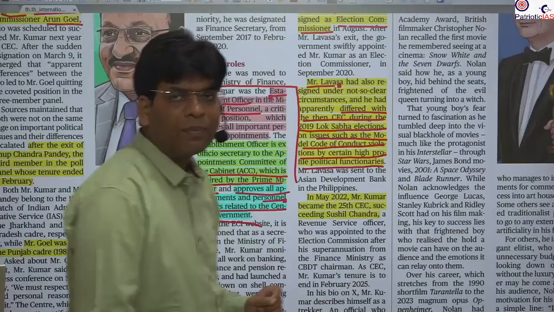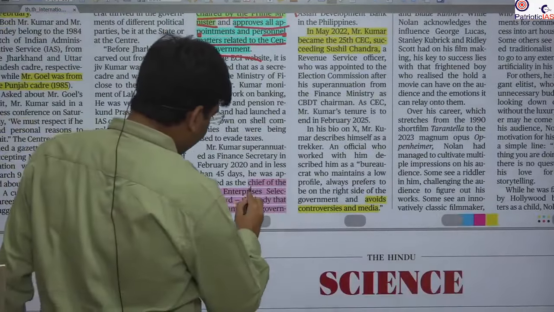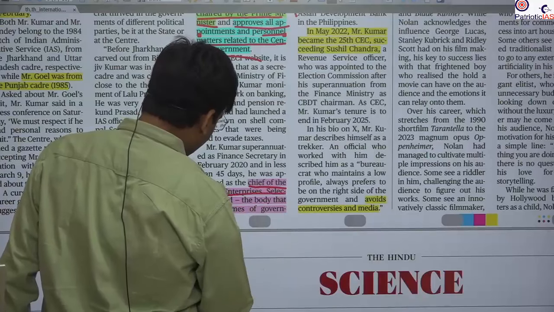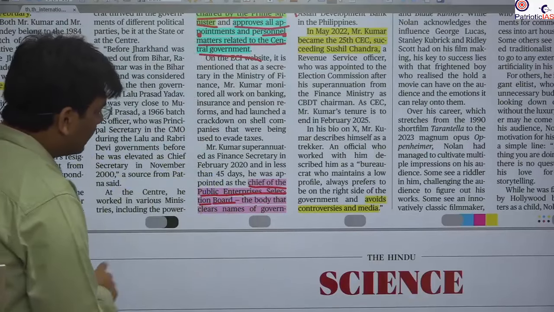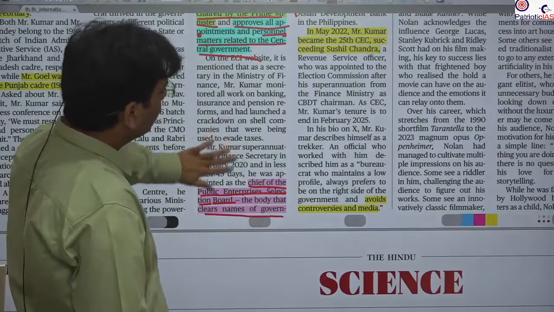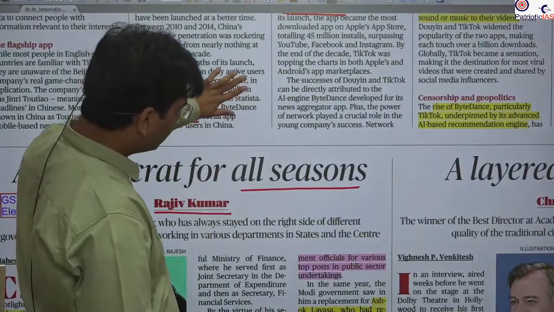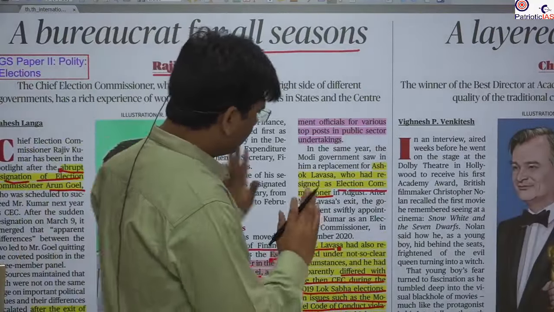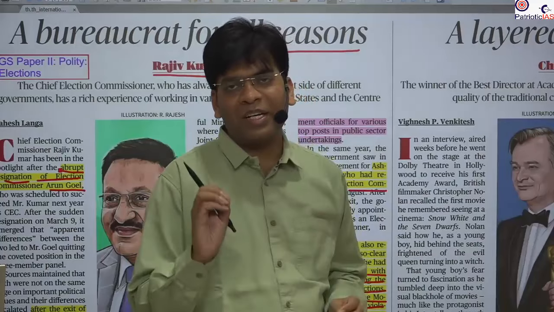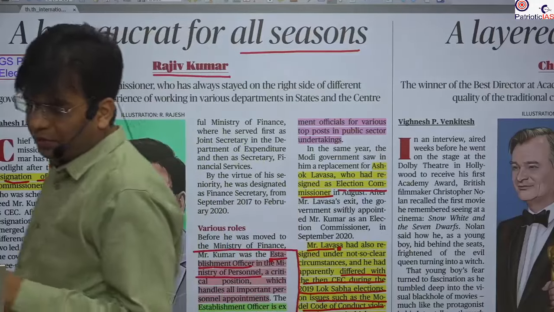The second appointment, for the PSUs, is that he was the chief of the Public Enterprises Selection Board. Again, for all of the PSUs, the appointment is done by this board. So he held a very important position, and that is why it shows which body is responsible for the appointments. Let's do some of the questions.